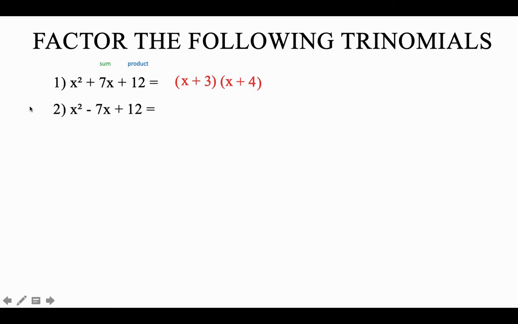Okay, for given number 2, the factor of x squared is x times x. Proceed to the third term. The factors of 12 are negative 3 and negative 4. Why do we choose negative? Because our middle term is also negative. When we add negative 3 and negative 4, it gives us negative 7.